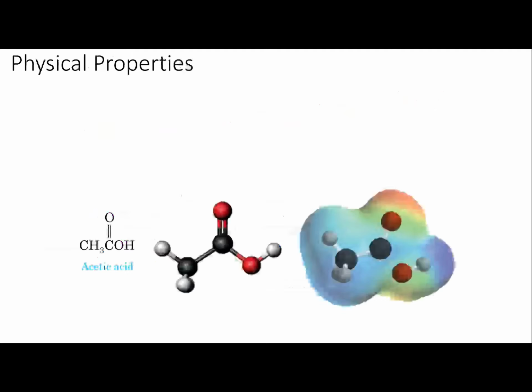Let's talk a little bit about the physical properties. So the carboxyl group contains 3 polar covalent bonds. There's the CO double bond, there's the CO bond, okay, and then there's the OH bond. All of these are polar bonds. So there is a lot of negative space on this molecule. You can see some negative space here on top of the carbonyl.